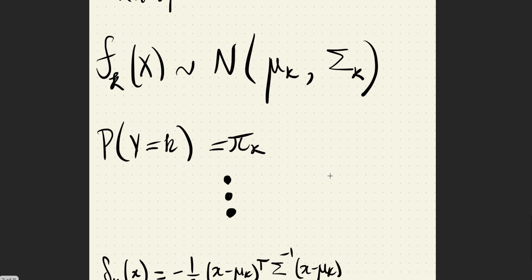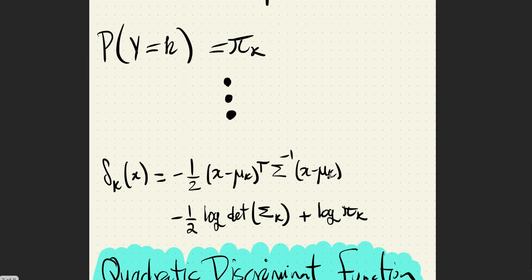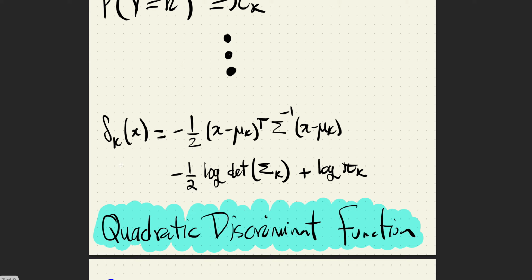If you do the math, it will lead you to the following discriminant function. And it's called quadratic discriminant analysis, not function analysis. Why? Because the dependence of the value of this function on x is quadratic. You have this x here, you have this x here. So you have x minus mu k transpose, and then you have x minus mu k.